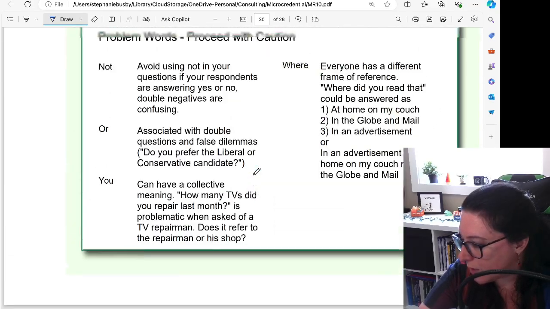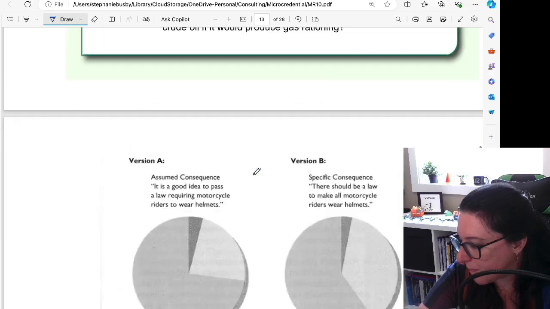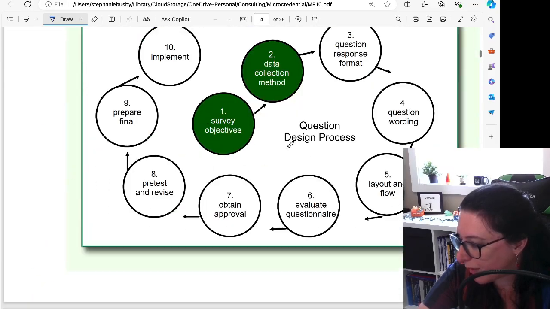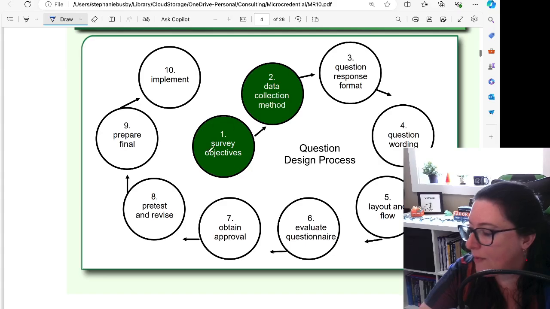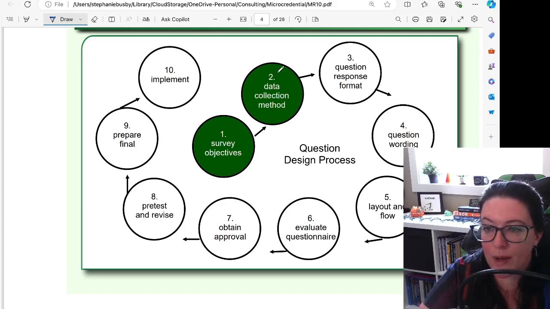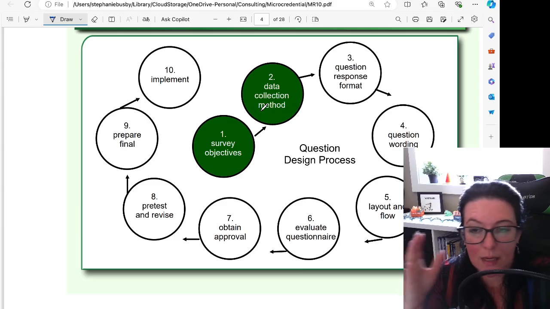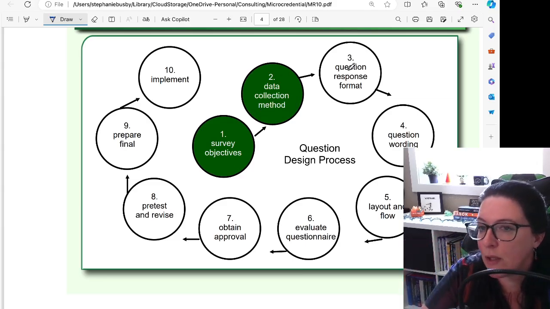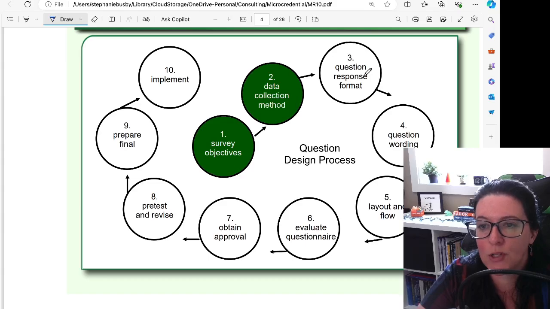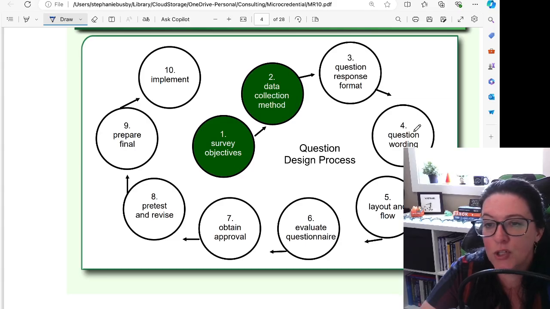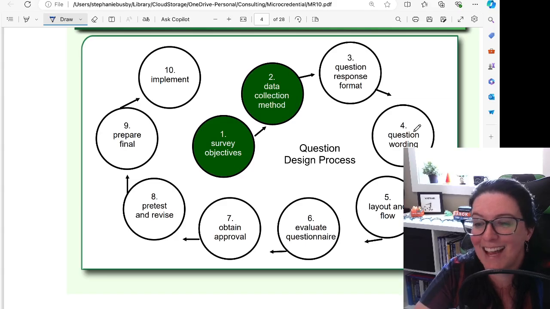All right, so let's just go back here to our flow for designing our questionnaire. There we go. All right, so we have our research objectives. We have decided how we're going to collect the data. Is it going to be a phone survey? Is it going to be paper? Is it going to be online? We have then looked at whether we're doing open-ended questions, multiple choice, dichotomous questions. We've looked at question wording to make sure we don't have double-barreled questions, that we're clear and concise.